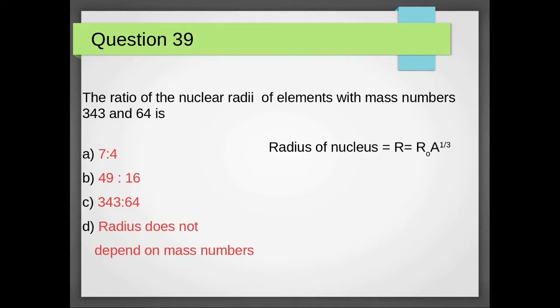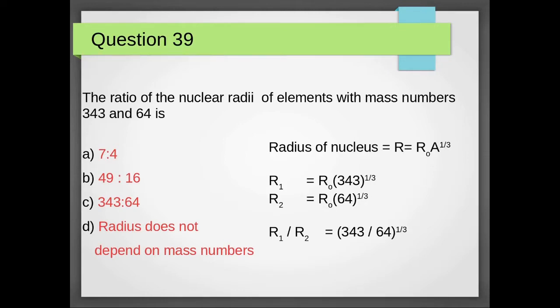If we take the ratio for these two elements, let's take the first element as 1. R1 will be equal to R0 into 343 to the power of 1 by 3, because the mass number is 343. R2 will then become R0 into 64 to the power of 1 by 3. Now when I take the ratio R1 by R2, you get 343 by 64 whole to the power of 1 by 3, or the cube root of the numbers 343 and 64, which gives me 7:4. So option A is the right answer here.